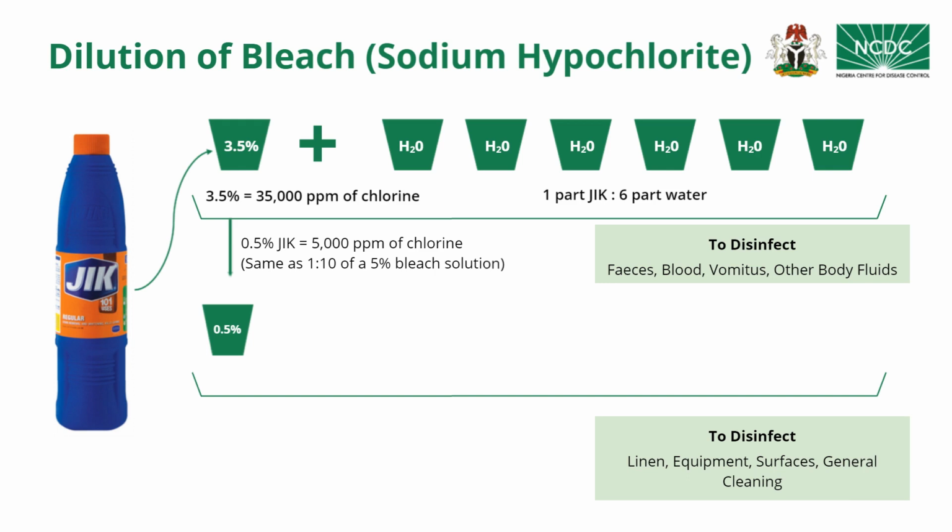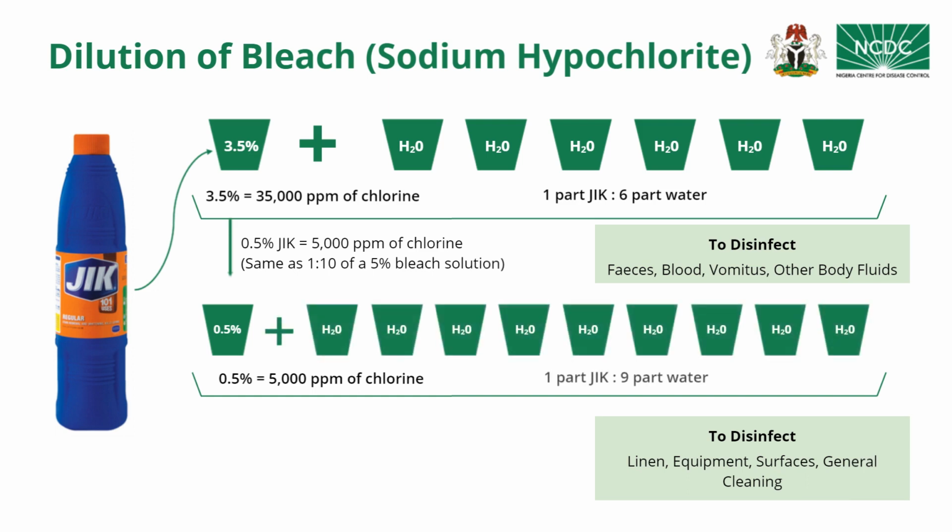To disinfect linen, equipment, surfaces, and for general cleaning, you need 0.05% bleach solution. To mix this, take 1 liter of 0.5% bleach solution from the mixture described above and add 9 liters of water. The result would be 0.05% bleach solution.